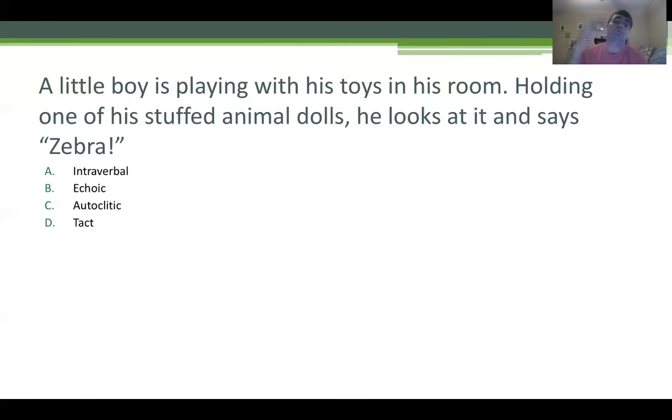So after all that, what did he do? He labeled it. He tacted it. With no prompt, no SD, nobody else near him. He didn't copy anything. He just looked at the zebra and said zebra, an independent label, which is a tact. Now, it gets a lot more technical than that, but for the sake of being an RBT and passing this test, think of it in simple terms. And then you can understand the more technical side to it. All right.